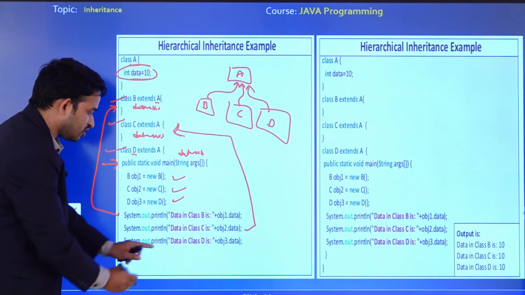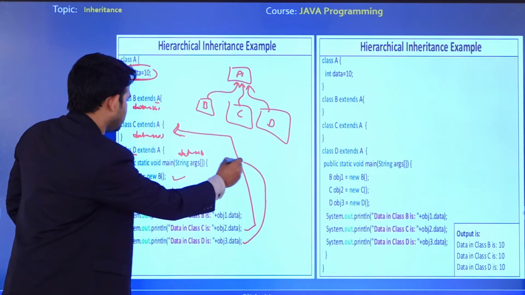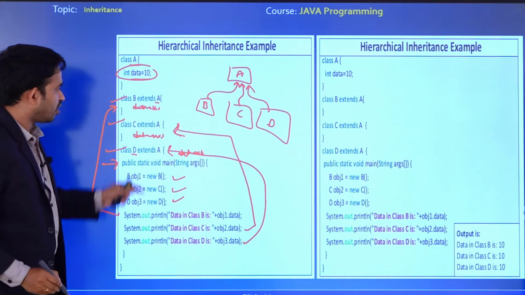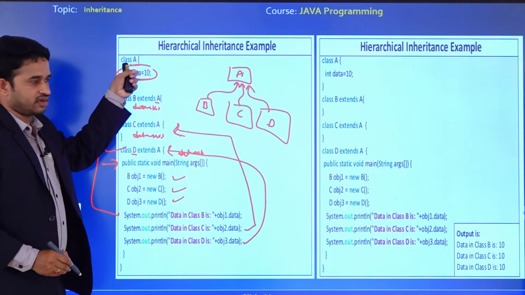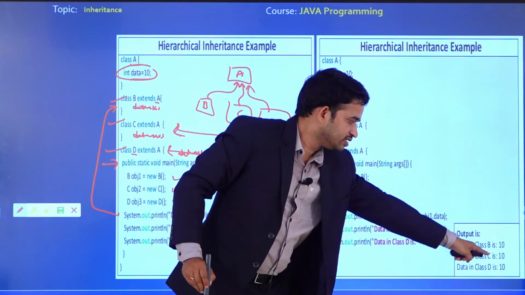Next, system.out.println, object3.data means what? It calls which class? This class. So all the classes contain the same data. So what is the output here? Data in the class B is 10, C is 10, D is 10.